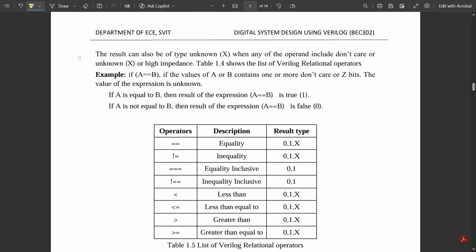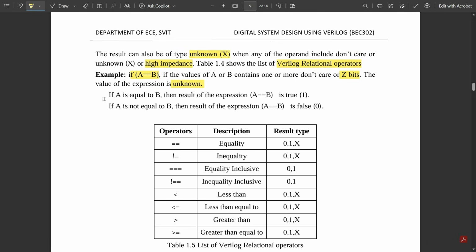You see here, the result can also be of type unknown x, where any of the operands include don't care, unknown, or high impedance. So this below table shows the list of Verilog relational operators, and this is one example given for it. You see here, if a double equal to b, if the values of a and b contain one or more don't care or z bits, the value of the expression is unknown.